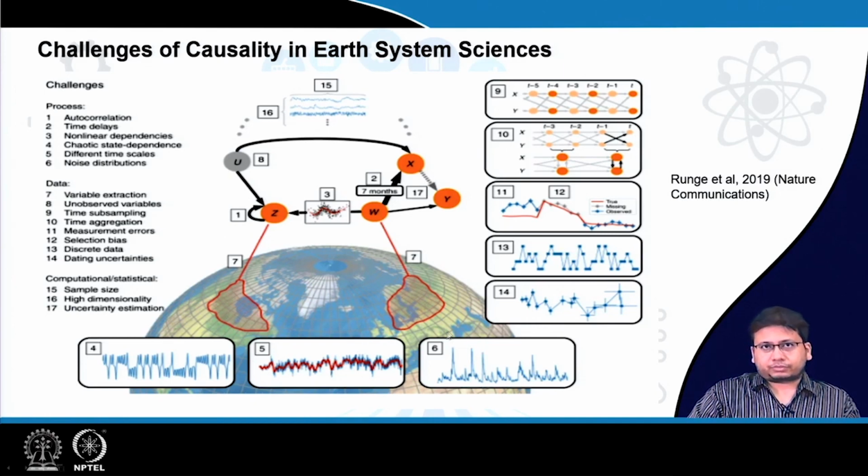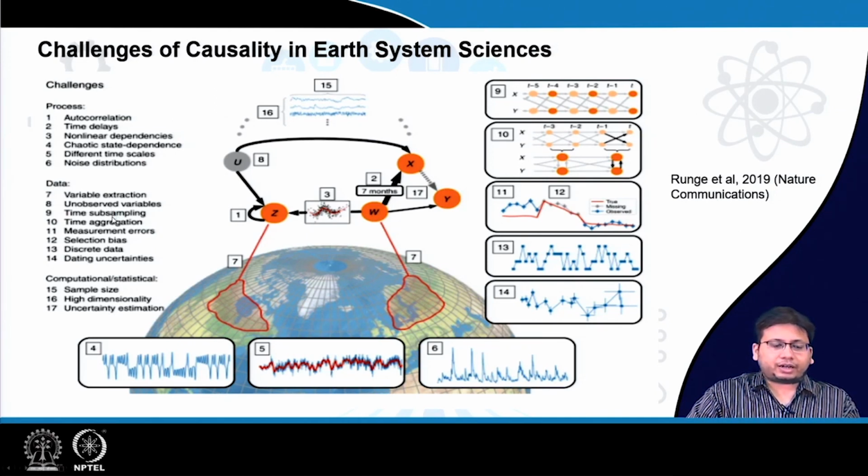Now, similarly, when we are trying to understand the causality relation between two variables, it is possible that both of them are impacted by a third variable which we have not taken into account, which we are not aware of. It may also be that that variable we may be aware of, but we have no way of measuring it. So, the presence of such unobserved variables makes the job even more difficult.